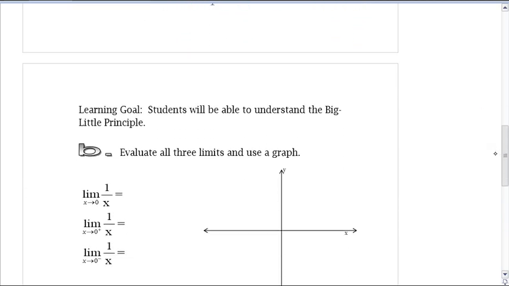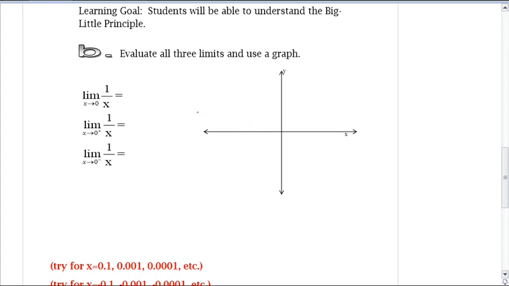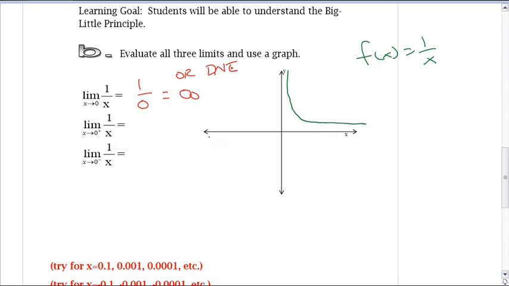Let's take a look at it more graphically. Okay, so I'm going to say, because of the big little principle, that I have 1 over 0 in this case, which definitely makes infinity, or in some books they say infinity does not exist. Let's show it. So let me pick Mr. Green here and let me sketch this. 1 over x, so f of x equals 1 over x. I can sketch it like that. There you go. And then the other side of it, I don't want to forget, I have a vertical asymptote at 0.